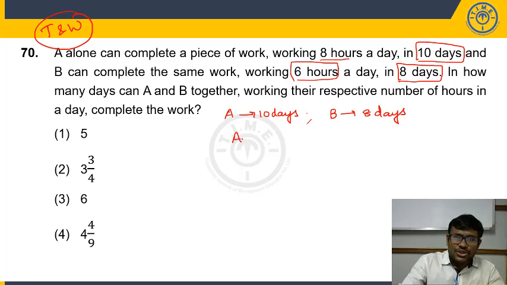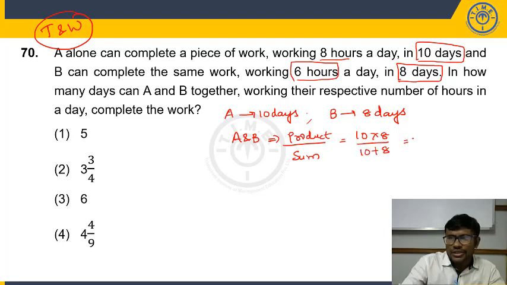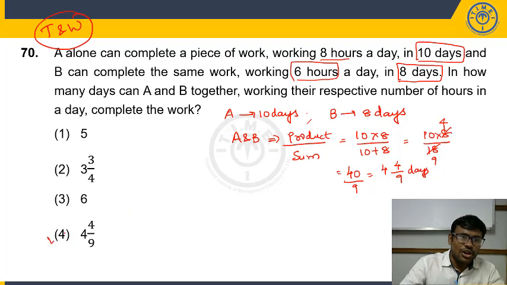So A and B together, it is directly the product of the days by the sum of the days. The product is 10 into 8, and the sum is 10 plus 8. So it is 10 into 8 by 18. 2 9s are 18, 2 4s are 8. So that is 40 by 9 days, that is 4 by 9 days. Which option? Option number 4.